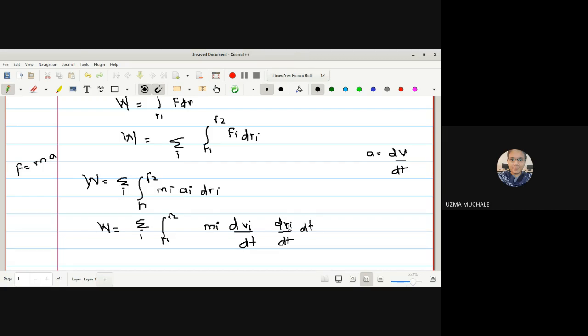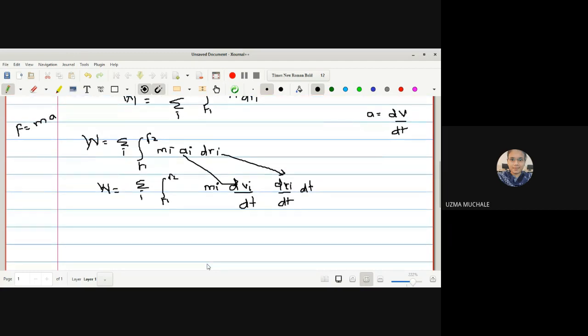Yes, everyone got this? Any doubt for this step? This ai is nothing but your dvi by dt. Dri I have written in terms of dri by dt, that is, integration with derivative with respect to the same term. Don't assume that dt gets cancelled. Okay. Now what we have to do is adjust the terms here. What we can adjust here, you can see that, what is the value of this dri by dt?